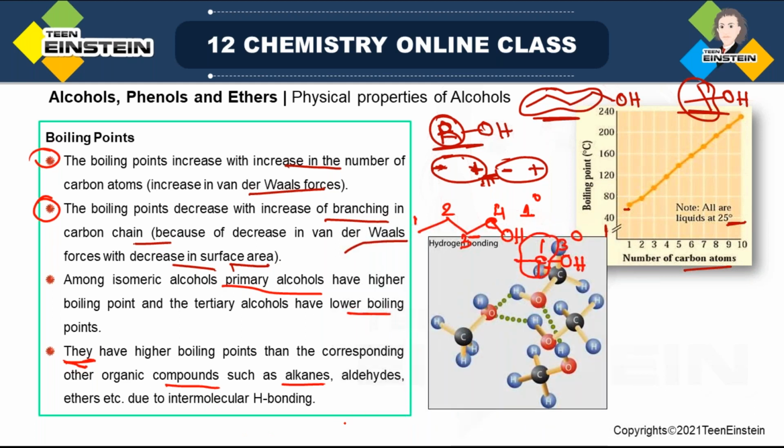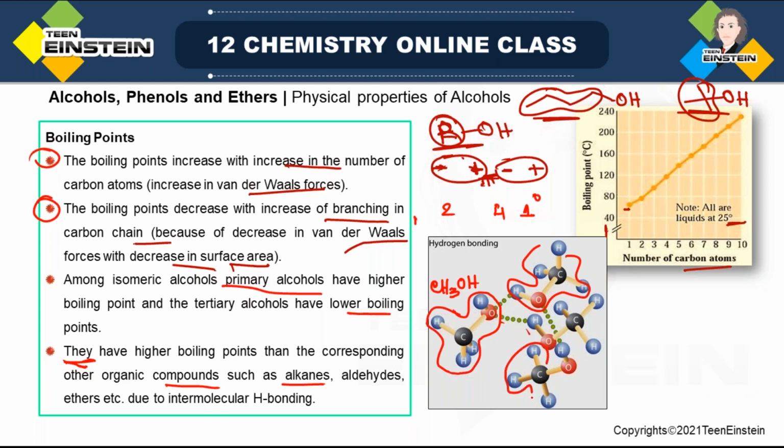Here we have this picture where these green dotted lines are actually hydrogen bonds. This molecule is CH3 then OH, that means it is methanol. This is another methanol molecule. Then we have number 3 methanol molecule, and this is number 4. So there is hydrogen bonding between oxygen of one alcohol with hydrogen of another alcohol. And which hydrogen? That hydrogen which is attached to the electronegative atom, oxygen.